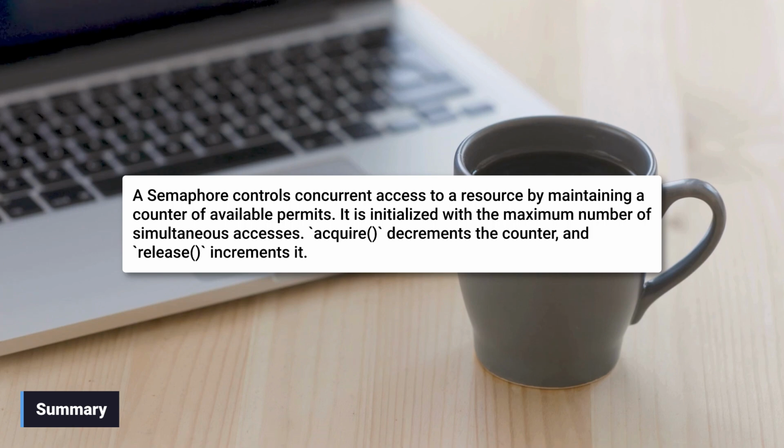To summarize, locks are for mutual exclusion, semaphores are for boundary control. We have learned synchronization.